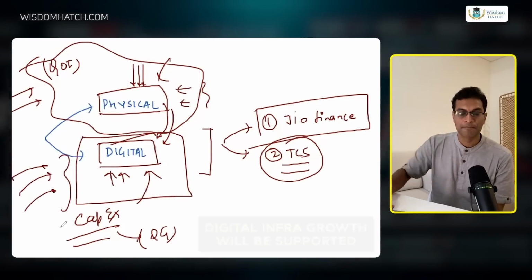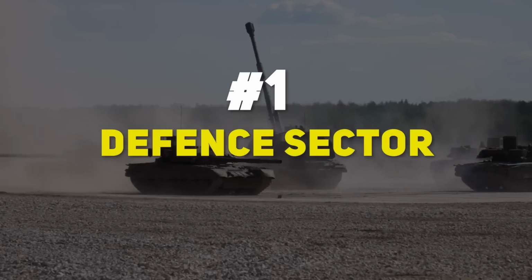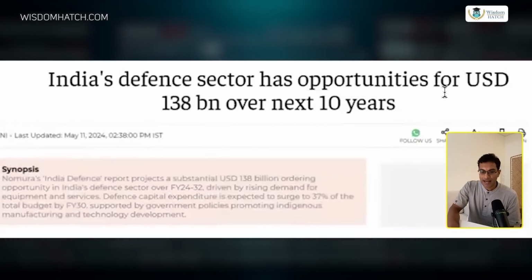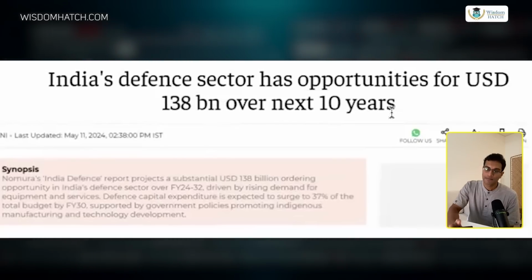That is my estimate. So let me delve deeper into specific sections, because I can already hear the clicking noises: how can the government not focus on defense, they also have to open their own, and all that stuff. Okay, so guys, basically point number 1, I will show you the entire thing, right? So the first key point is that India's defense sector has opportunities for USD 138 billion over the next 10 years. Very good news, and this is the type of news that actually has already propelled the defense stocks.